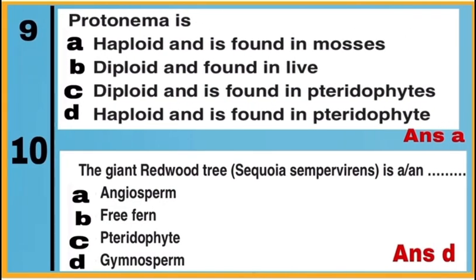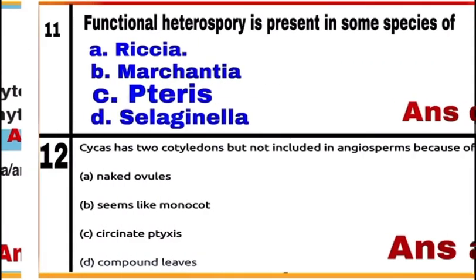Question 9. Protonema is. Gametophyte of mosses has 2 stages. First stage is protonema, which develops directly from the spores and it is a haploid structure. So correct answer is A. Protonema is haploid and is found in mosses. Question 10. The giant redwood tree Sequoia sempervirens is a dash. It is a gymnospermic plant. So here mark D as the correct answer.